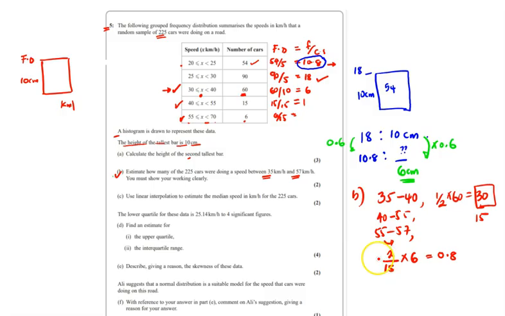When you press it on the calculator, you end up with 0.8. So your cars between 35 and 57 will be 30 plus 15 plus 0.8, which is 45.8. You can round this to 46. That is part B. I'll erase this so that I can go to part C.